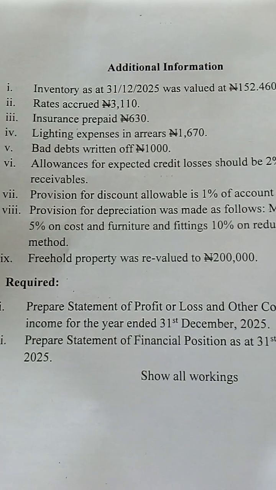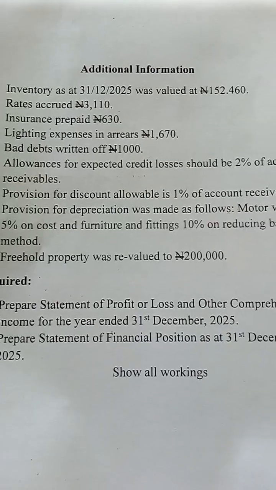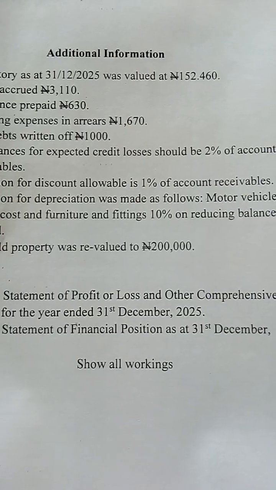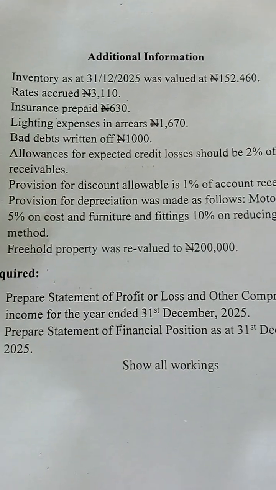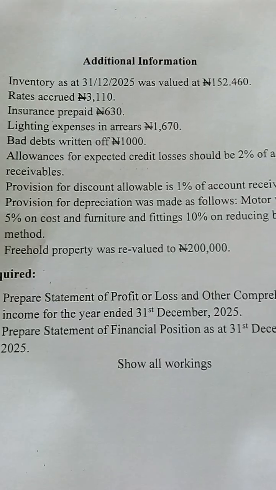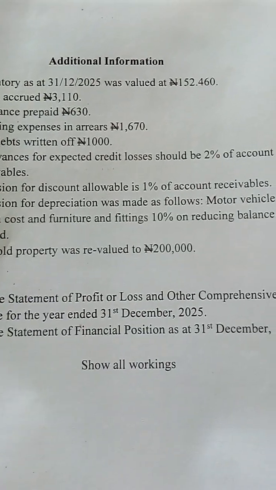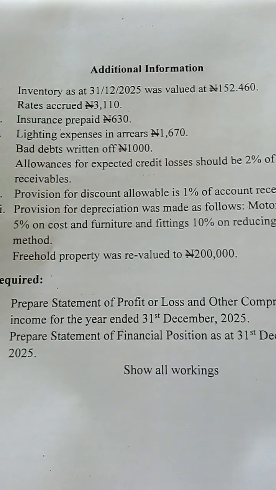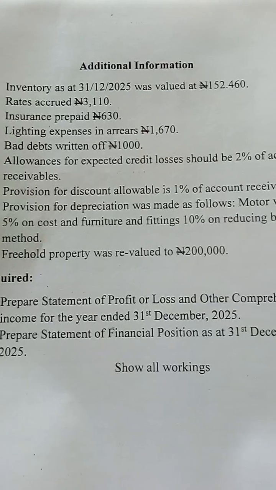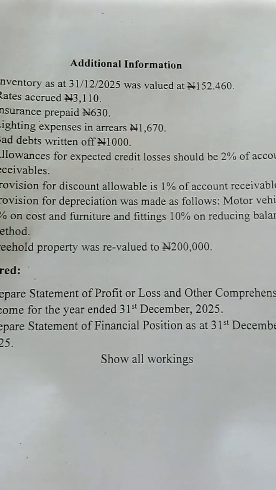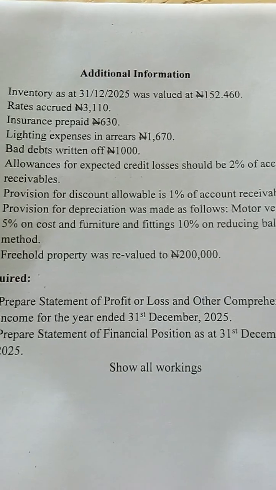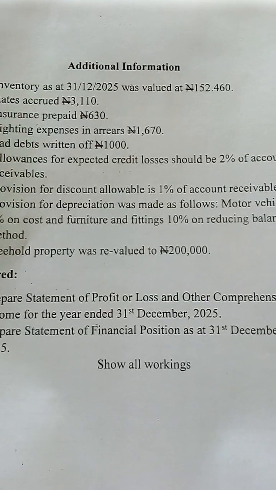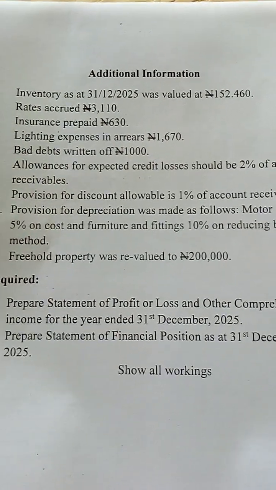Number 8, provision for depreciation was made as follows. I take that again. Motor vehicles 5% on cost, and furniture and fittings 10% on reducing balance method.